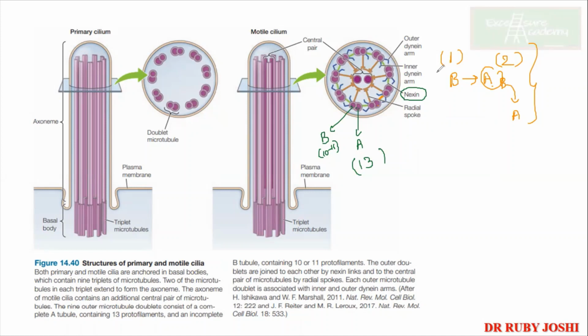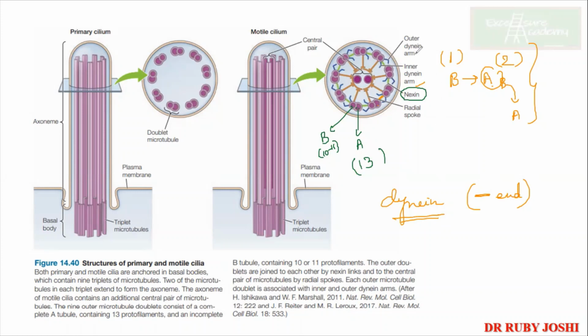Then there is something called outer and inner dynein arm. So we know what is dynein. So dynein is your motor protein, microtubule motor protein, which walks towards the minus end of the microtubule, correct? Remember? So those dynein motor proteins are there.